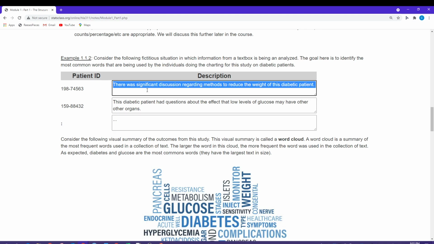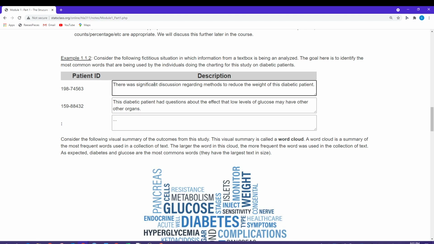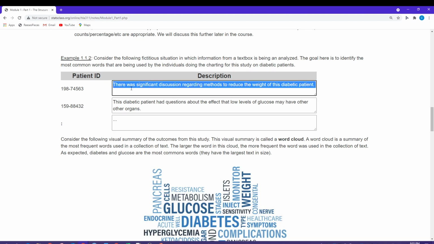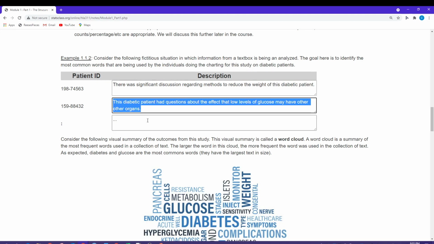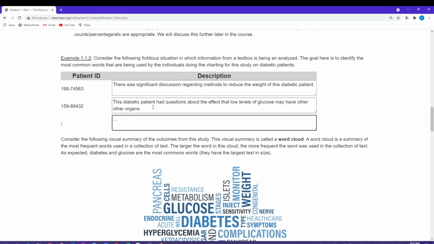So this data here is very text-oriented. I do have a patient ID, so I know who each of these people are. But my data actually consists of just these statements here. I've only shown 2 here, but typically, in a study, I would have maybe hundreds of these. This is certainly data.